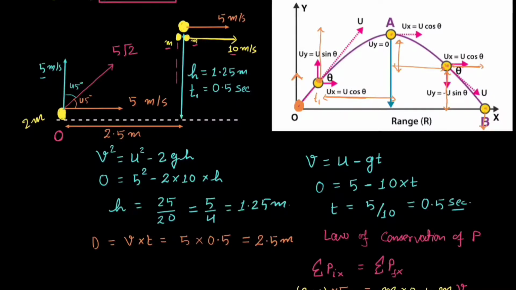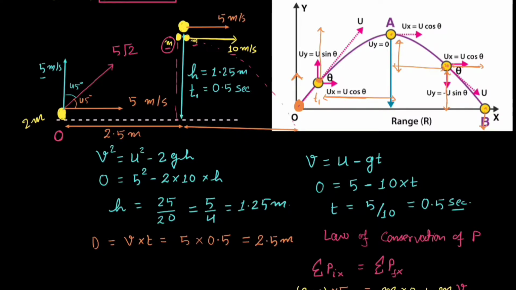For this particle, the path would be vertically downwards, but for this particle, the path would be something like this. The time taken is given to us, and the time taken by this particle to reach the ground would also be the same. The second thing we have to find is how much distance this particle will travel before it hits the ground. This is the horizontal distance covered by this particle, so we have to find its value as well.